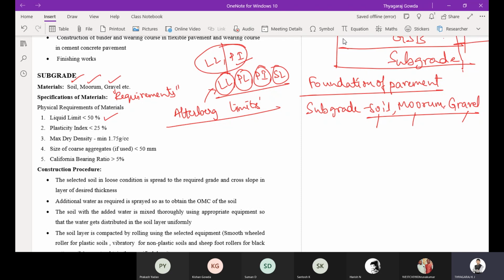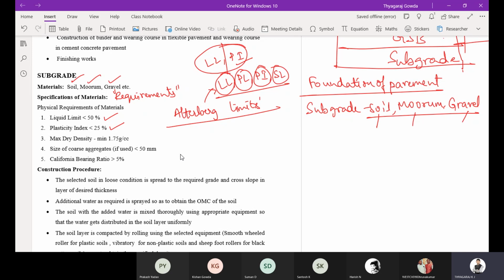When you conduct the test on subgrade soil, the liquid limit whatever you get should be less than 50%, and it should not exceed 50%. Then the plasticity index should be less than 25%. So the plasticity index you should get as less than 25%.